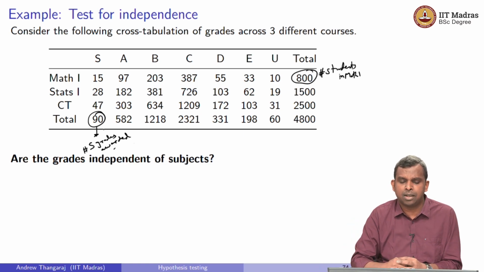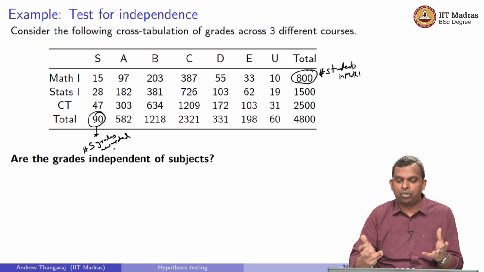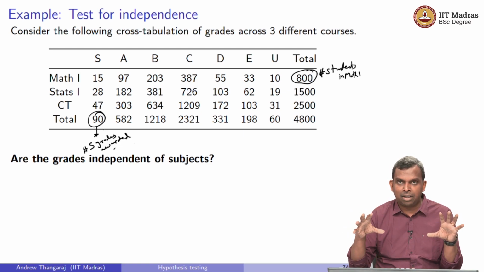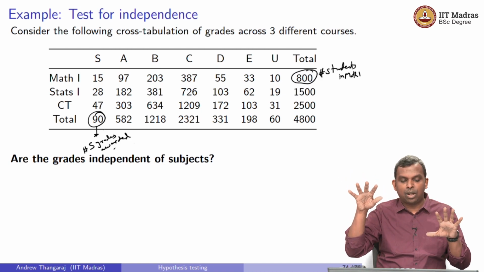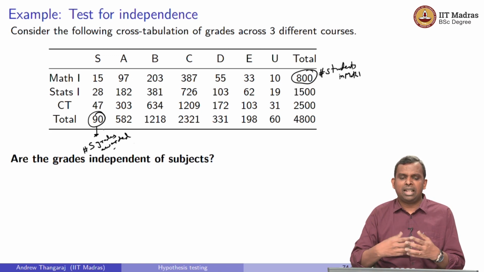There's lots of names for this. Some people call this a contingency table. I like cross-tabulation. Any one of these names is good enough. So you have these numbers. Okay, and you may want to ask, whenever you have a cross-tabulation like this, are the 2 things independent, right? So are the grades independent of subjects? Okay, so it's a very reasonable thing to ask.